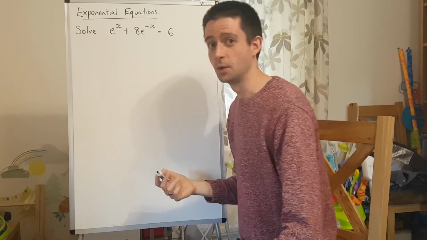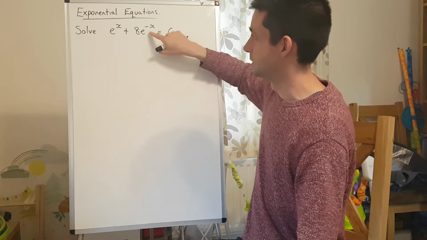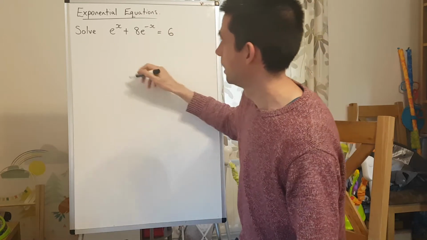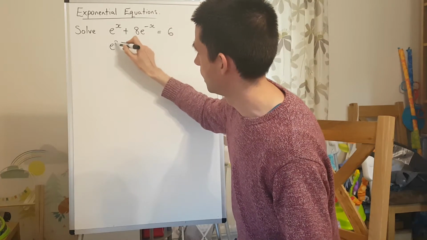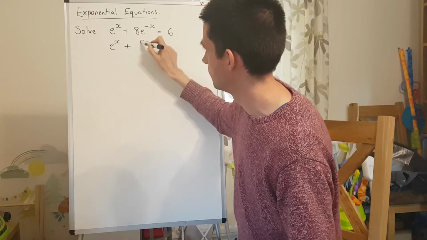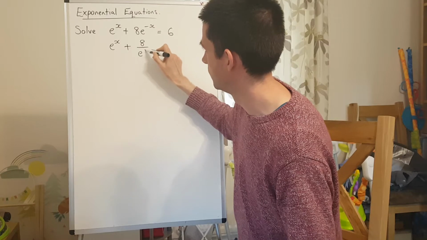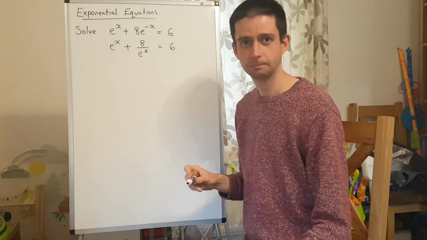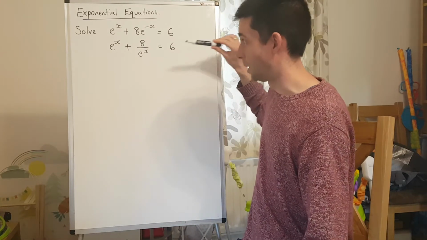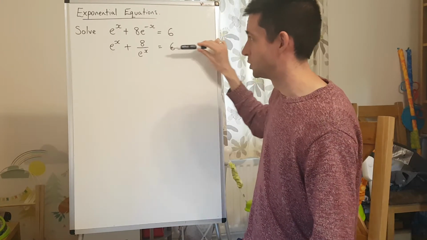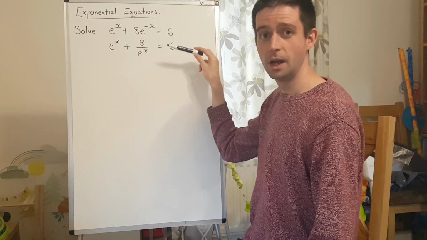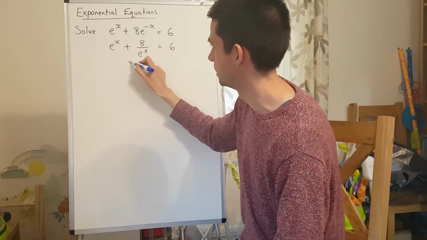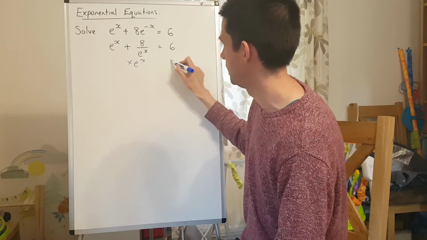The first thing I'm going to do is deal with the fact that this is e to the negative x here. So I'm going to rewrite that. e to the x is staying the same, but I'm going to write that as 8 over e to the power of x equals 6. What I'm now going to do is multiply the whole equation through by e to the x. So I'm going to multiply both sides of this equation through by e to the power of x.